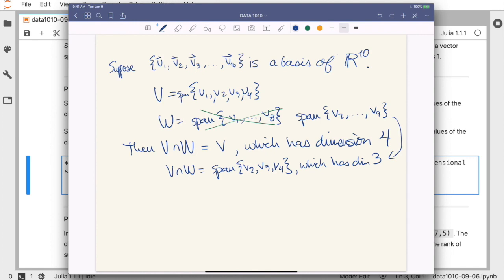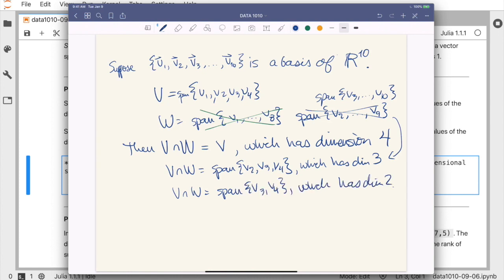And likewise, we can slide over again and go from V3 to V10. And that's going to be dimension 2. And we're out of space here, so there's not an obvious way to get a dimension of 1.